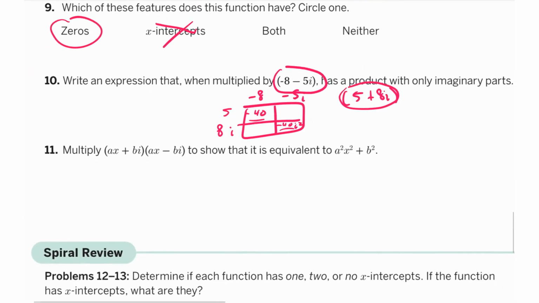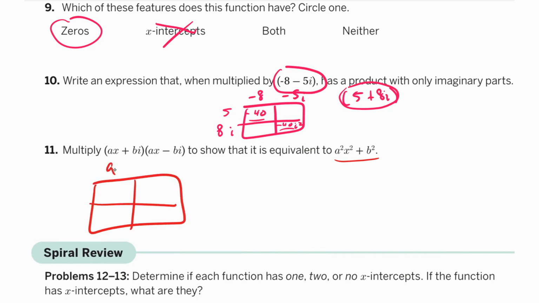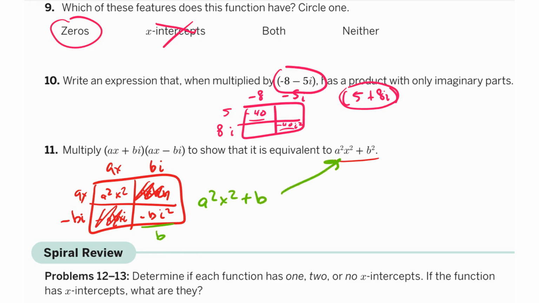For number 11, multiply these two things to show that it's equivalent to this part right here. So again, trusty box here: ax, bi, ax, -bi. We get a squared x squared. We have negative abxi, and then positive axbi. Luckily, these two things are opposites. And when we add them together, they go away. And then I get negative bi squared. And then the i squared just becomes -1, which makes this just b. So when I add everything together, I end up getting what it was supposed to be equivalent to.